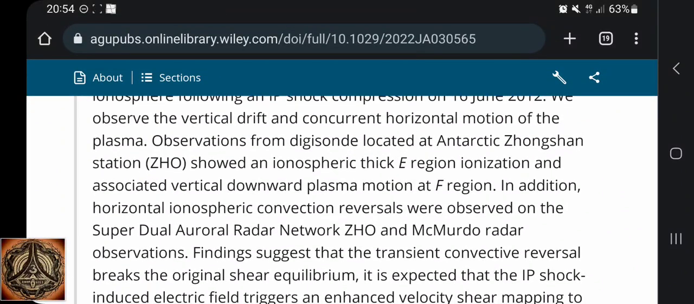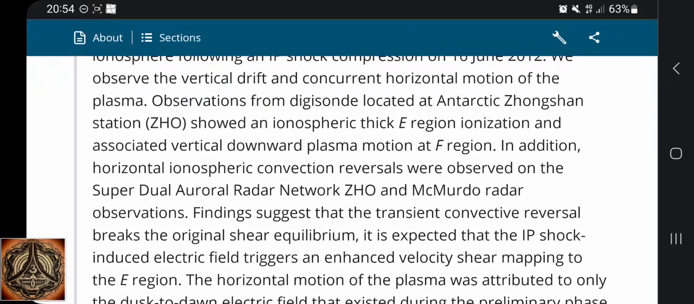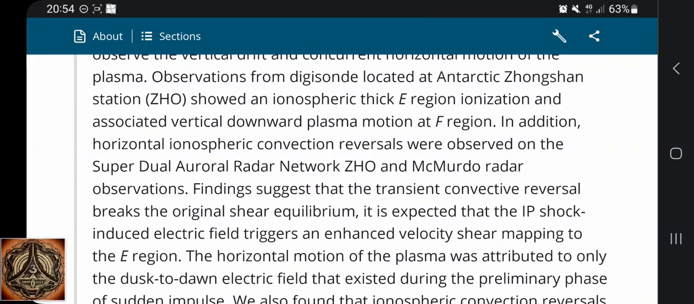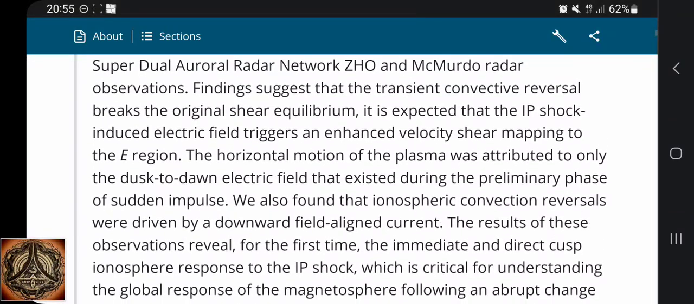observe the vertical drift and concurrent horizontal motion of the plasma. Observations from Digisonde located at Antarctic Zhongshan Station showed an ionospheric thick E region ionization and associated vertical downward plasma motion at F region. In addition, horizontal ionosphere convection reversals were observed on the SuperDARN radar network, ZHO and McMurdo radar observations. McMurdo seems to be also in the Antarctic, I think.